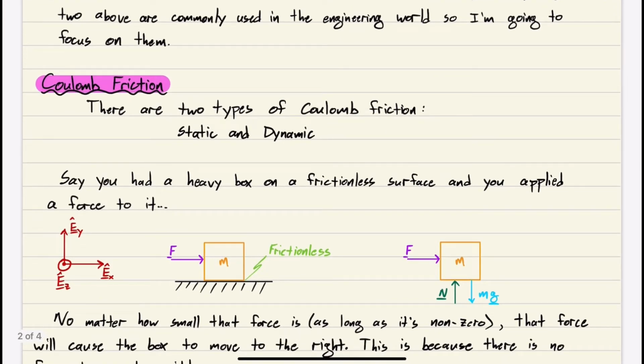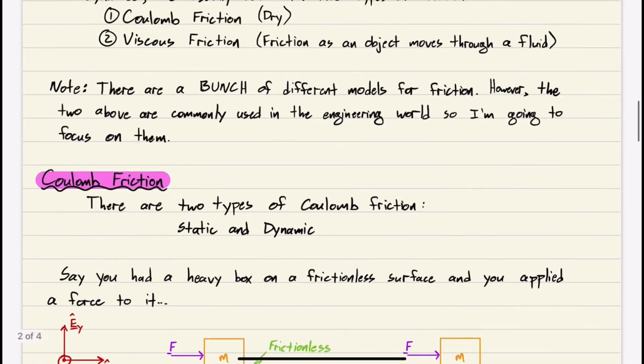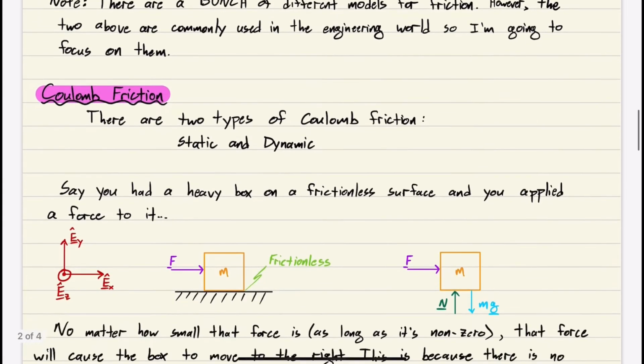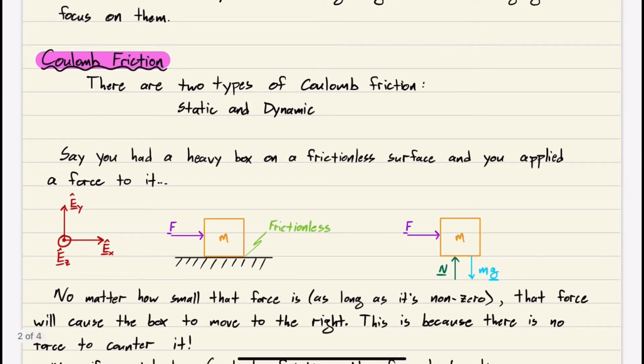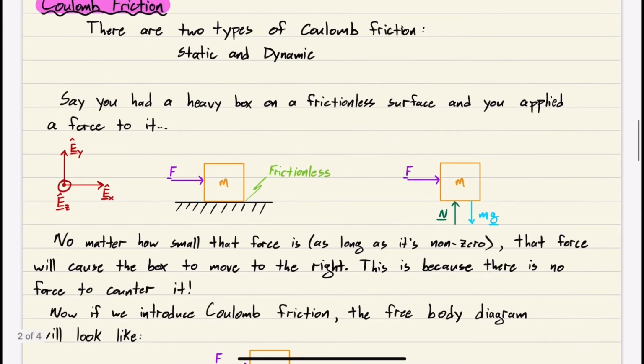Okay, so Coulomb friction. There are two types of Coulomb friction, and remember, Coulomb is the dry friction. There's static Coulomb friction and dynamic Coulomb friction. Say you have a heavy box on a frictionless surface, and you apply a force to it. We have our box in contact with the ground, which is frictionless, very important, and we're applying a force to the right, in this case in the positive x direction.